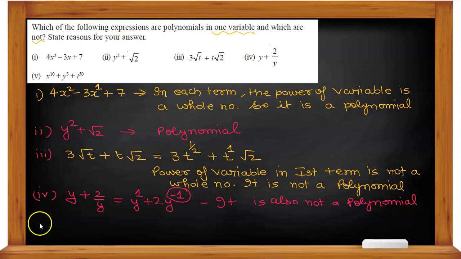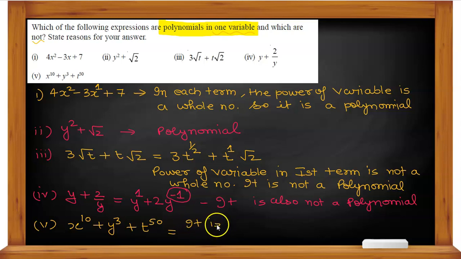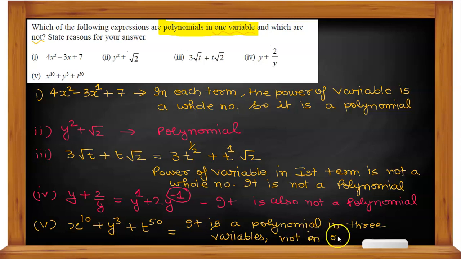Now come to the last part, that is x raised to the power of 10, y raised to the power of 3, t raised to the power of 50. In this expression, there are 3 variables and the power of each variable is a whole number. But according to the question, we are supposed to check polynomials which are only in one variable. This, of course, is a polynomial, but it is in 3 different variables. So we can simply write that it is a polynomial in 3 variables, not in one variable. Correct?